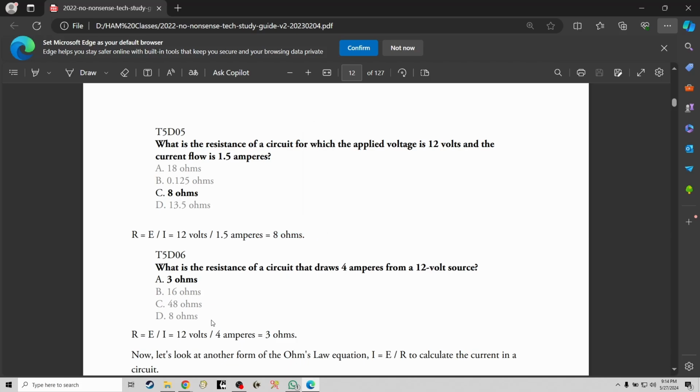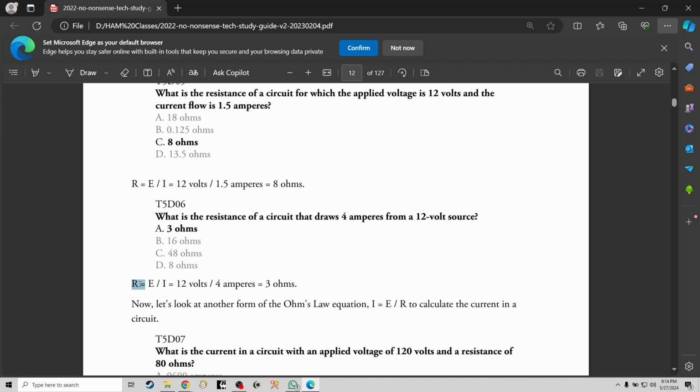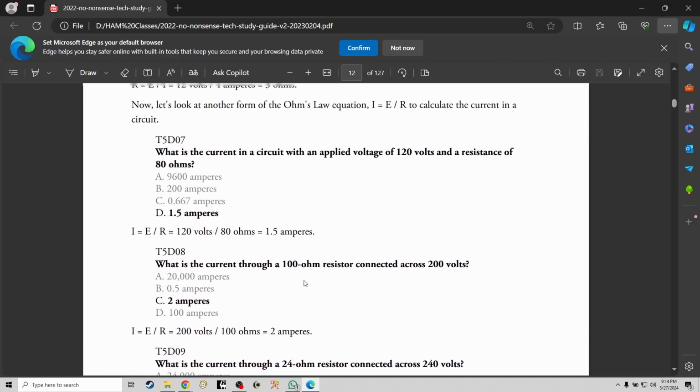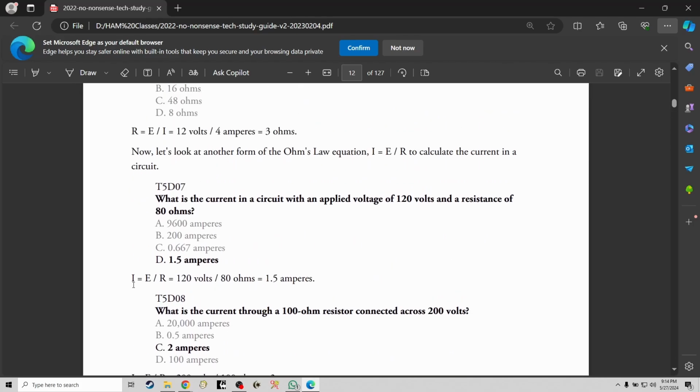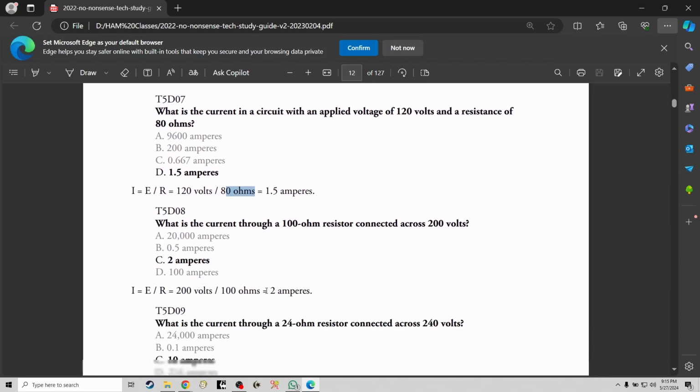The next one is looking for resistance again. You have 12 volts and 4 amps, so you take 12 volts divided by 4 and get 3 ohms. Next one, we're looking for I. You have 120 volts and 80 ohms, so 120 divided by 80, you get 1.5 amps.